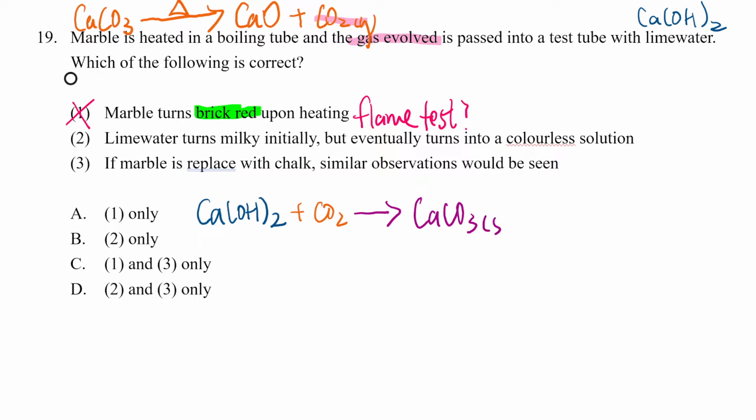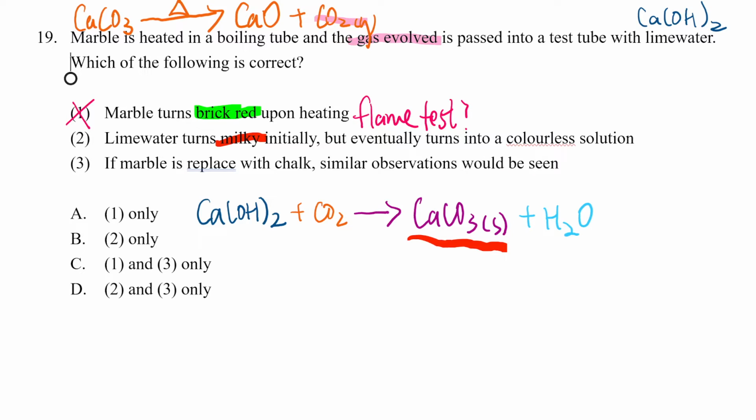And as we know, calcium carbonate is a solid. And of course, let's not leave out, it also forms water, H2O. So it turns milky because of the presence of calcium carbonate. So here it turns milky because of the presence of this. So yeah, that's true. But it says it eventually turns into a colorless solution.